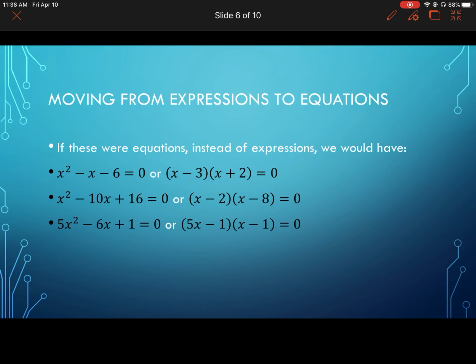Okay, so we're going to take these trinomials, our original trinomials. We're going to factor them down to their binomial factors, and then we're going to use the zero product property to solve for those values.